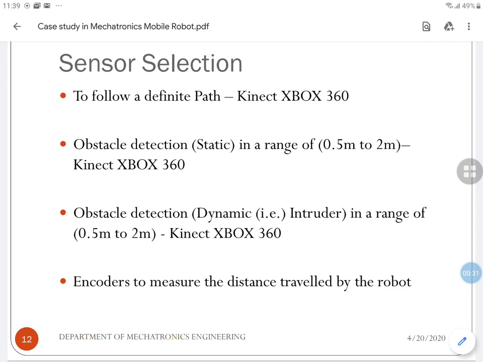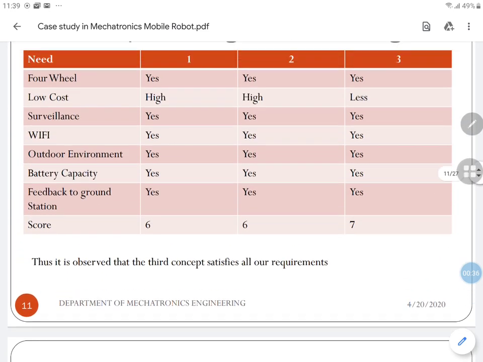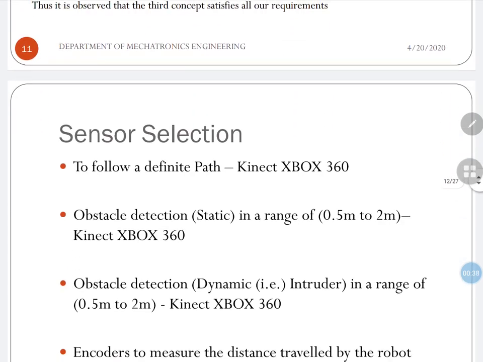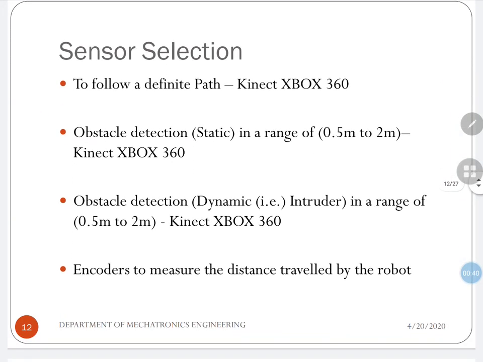So, following the design on concept screening and concept scoring, we are going into the sensor selection. As far as our problem statement is concerned, we should be able to follow a definite path. Static obstacles should be detected. Dynamic obstacles, which is an intruder, should be detected, and then the encoders to measure the distance traveled by the robot should also be calculated.